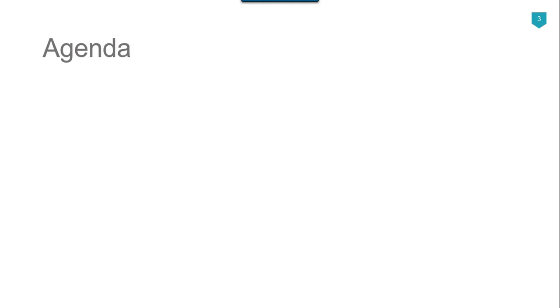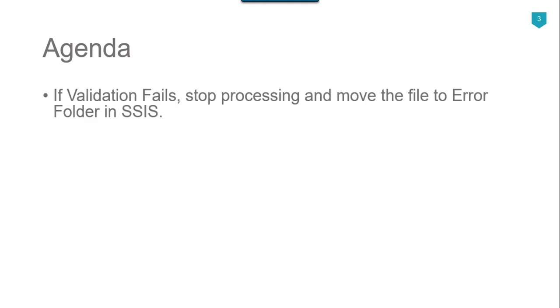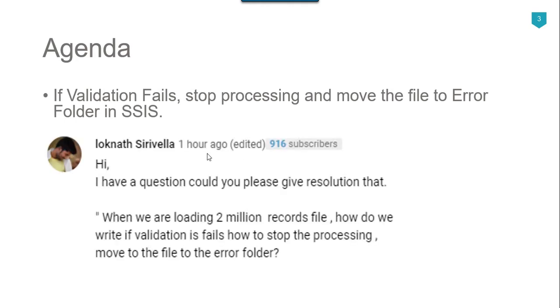So the agenda of today's video tutorial is if validation fails, then stop processing and move the file to error folder in SSIS. Recently I got a question from one of my subscribers, Loknath Srivelle, and he said: I have a question, could you please give resolution to that? When we are loading a 2 million record file, how do we write if validation is failed, then how to stop the processing and move the file to the error folder? So I thought to make a video on this one, so let's jump to the demo.